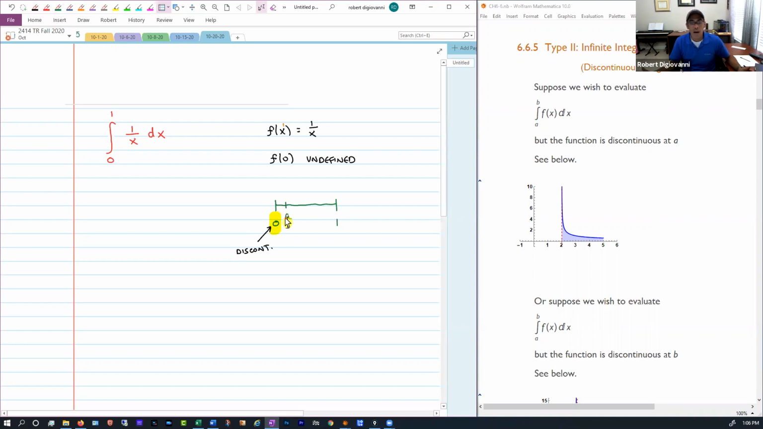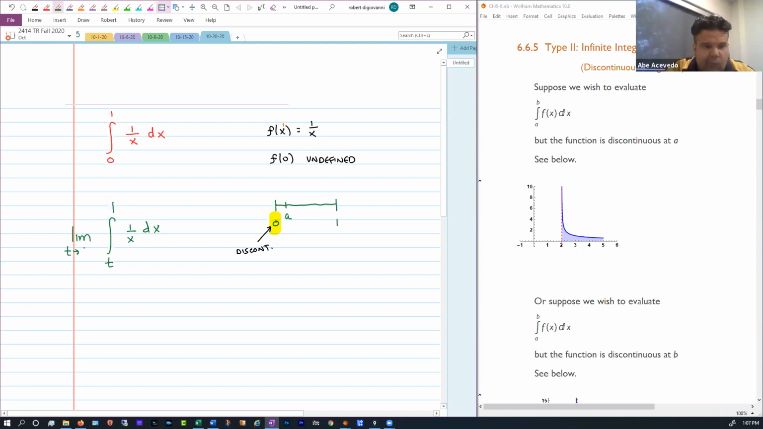Like if we pick 0.1, let's say. So if I did the integral from 0.1 to 1 of this function, I'd be in business, right? I could do that. I could go, instead of 0.1, I could go 0.01, or I could go 0.001. So why don't we just call this, I don't know, t, right? And then take the limit as t approaches what?